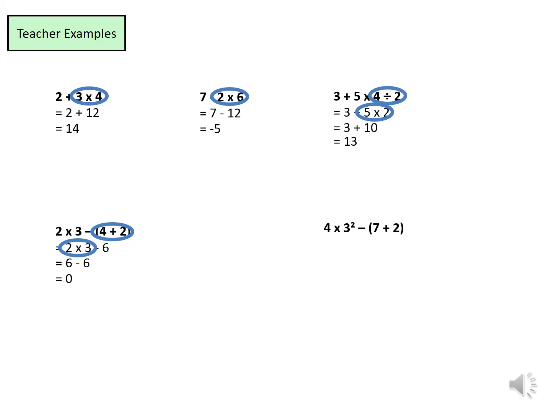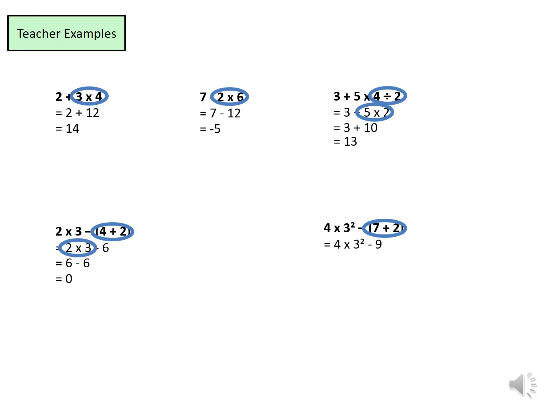And finally, the last one, what have we got? We've got a multiplication. We've got that little 2 in the corner, which is an indice. We've got a subtraction. We've got addition, which is in the bracket. So what comes first from all of those? Again, it's the bracket. Whenever you see brackets in a question, that should always be the first thing you deal with. Now, we've got 7 plus 2, which is 9. So if we take everything else out, we're left with 4 times 3 squared, take away 9.